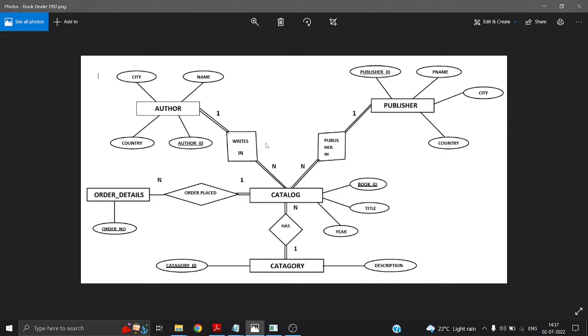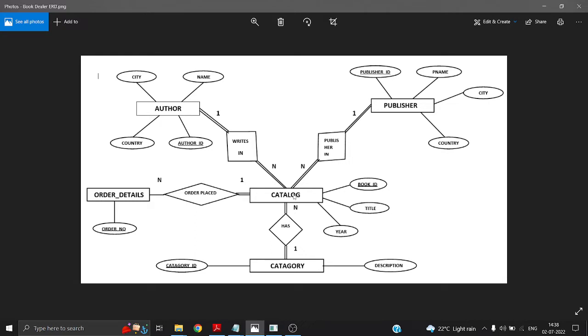Here author writes in the textbook. So we can give the name for this particular relationship depending upon our understanding. Either we can give it the right sign, or since every textbook is having author information, here we can write it as has or have. Even that also works fine. But here in this diagram they are saying writes in. That means author writes in a textbook, publisher publishes in a textbook, and every book is having a category. That is the meaning of this relationship.